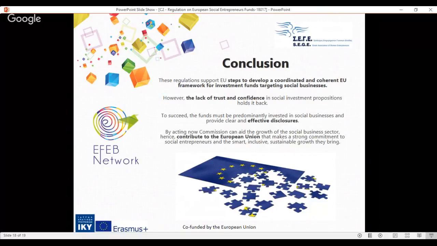stimulate and broaden investment choices across the EU, and deepen the pools of capital that funds that invest in social business can tap into. This will contribute to a European Union that makes a strong commitment to social entrepreneurs and the smart, inclusive, and sustainable growth they bring.